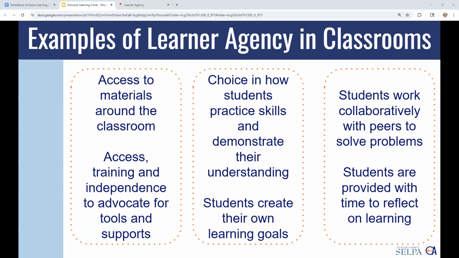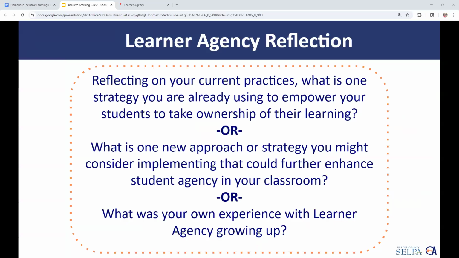But that thought of having choice can oftentimes help students really consider what their own needs are and become more socially, emotionally aware of themselves. So all of these things can really help build agency in class. I'm trying to think what else I'm missing. Oh, students creating their own learning goals. Oh my gosh, that can be so fantastic. Students being provided with time to reflect in their learning, and then also again working with those peers to collaborate.